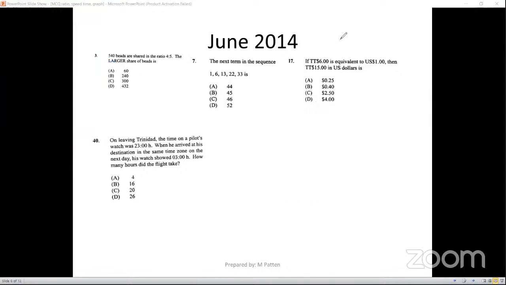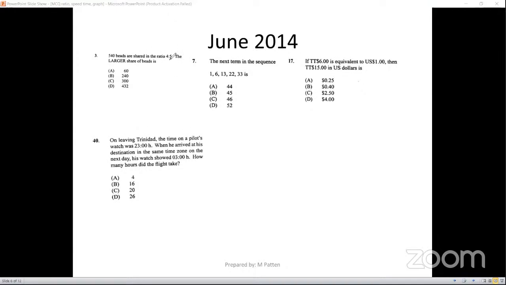Clear all drawings. All right, number 3, I am going to ask Bradley, can you read number 3 for us? 540 beads are shared in the ratio 4:5. The larger share of the red is C. Yes, 200. Okay, but let's just do it.